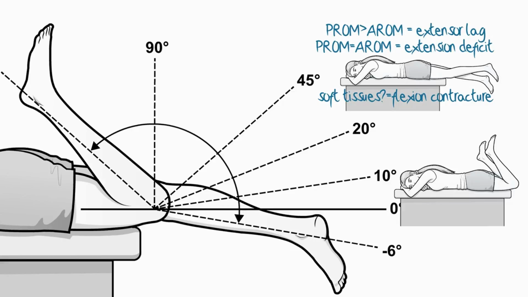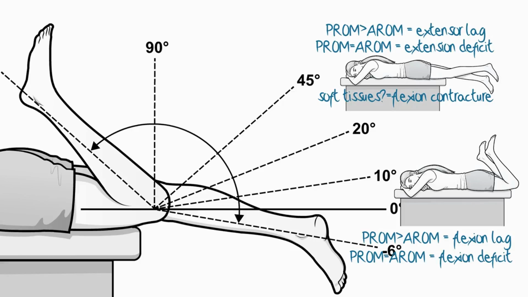The opposite would apply to problems with flexing the knee. If a patient is unable to actively flex the knee as fully as it should, but an assistant can flex it further, then that is called a flexion lag. A flexion deficit would be present if an assistant could not make it flex fully either. And if this turned out to be due to soft tissue scarring, such as in or under the quads muscles, then this would be called an extension contracture.